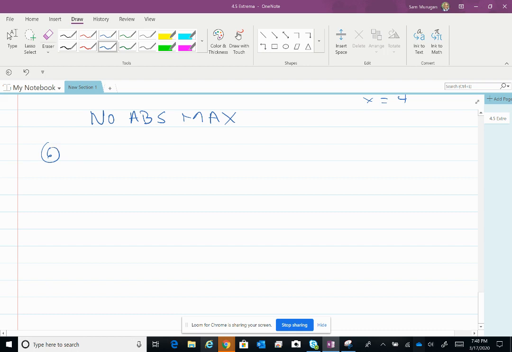Question 6. So we've got f of x equals x plus 14 times x minus 7 squared. And we have to find the min and max on the interval 0 to infinity, closed at 0. So the first thing we want to do here is take the derivative. You can either FOIL all of this out, or you can use the product rule. This is the product rule of u times v. So I'm going to go ahead and use the product rule here.